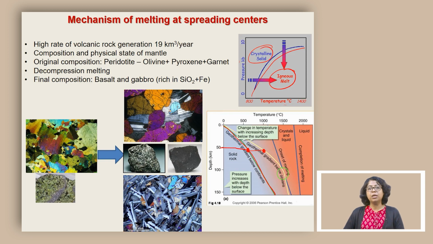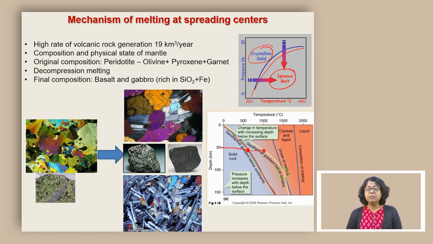This is a place where the rate of volcanic rock generation is extremely high. We are talking about 19 cubic kilometers per year, and these are the major production factories of volcanic rocks all around the oceanic lithosphere. Wherever there is a mid-oceanic ridge, we can expect this high production of volcanic rocks.